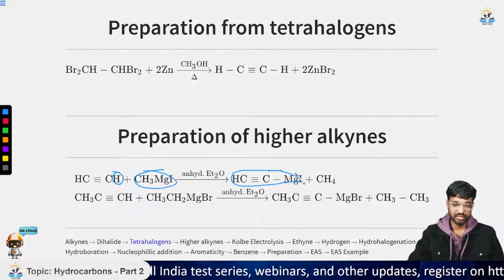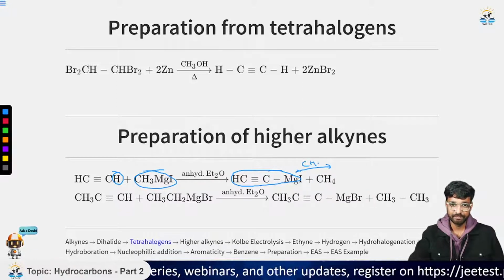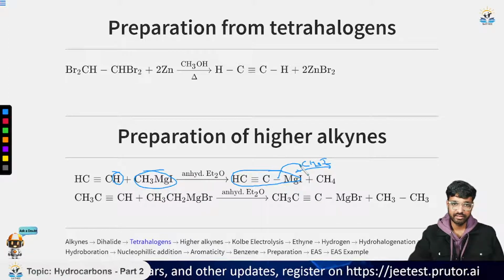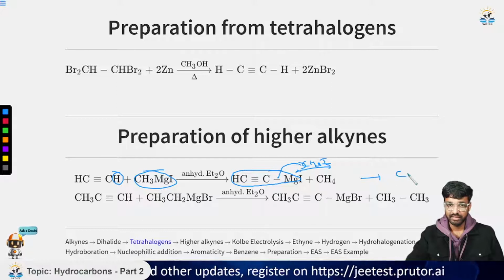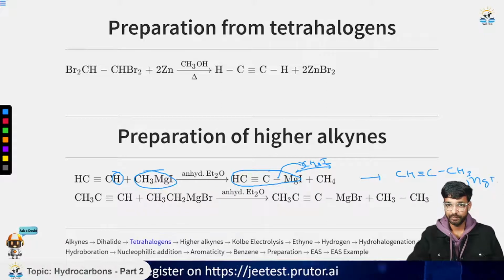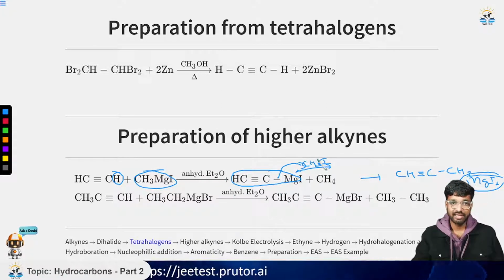So suppose this is the thing that we are having here. So if we react it with CH3I, then this CH will attack this CH3 and we will get CH triple bond C CH3 plus MgI2. So we can form this higher alkyne using this.